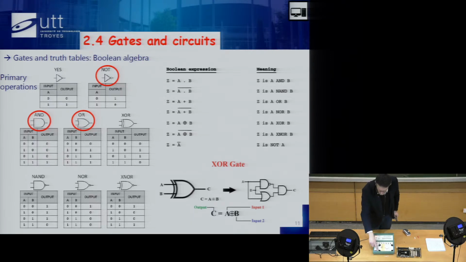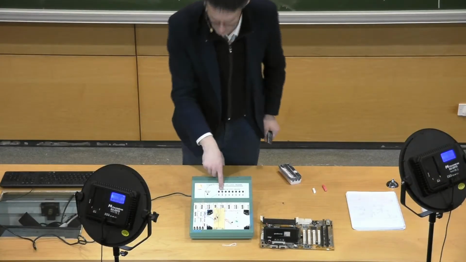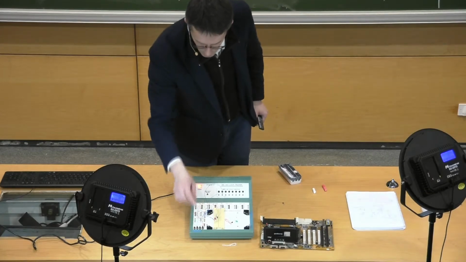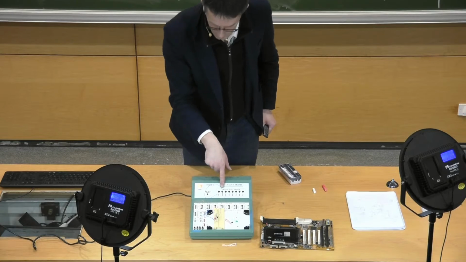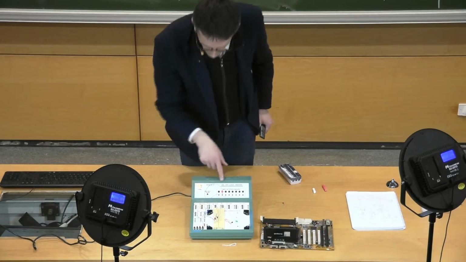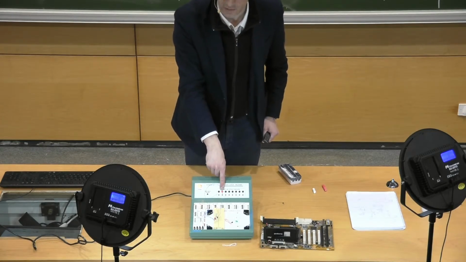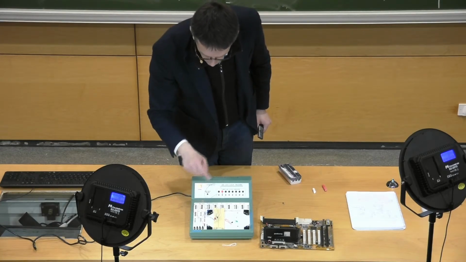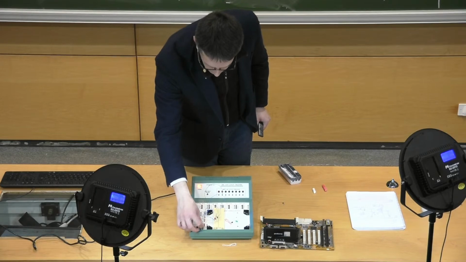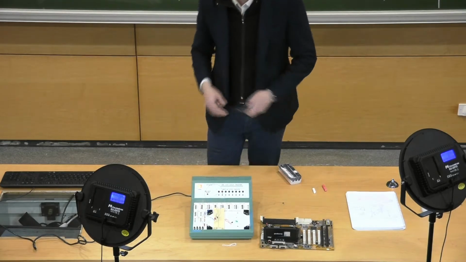So let's see, right now the two switches are off, so the LED is off. One is on, LED is still off. The other one is on, LED is still off. And then the 2 are on, and this one is on this time. So this circuit here with 2 inputs and 1 output is just a simple AND gate.